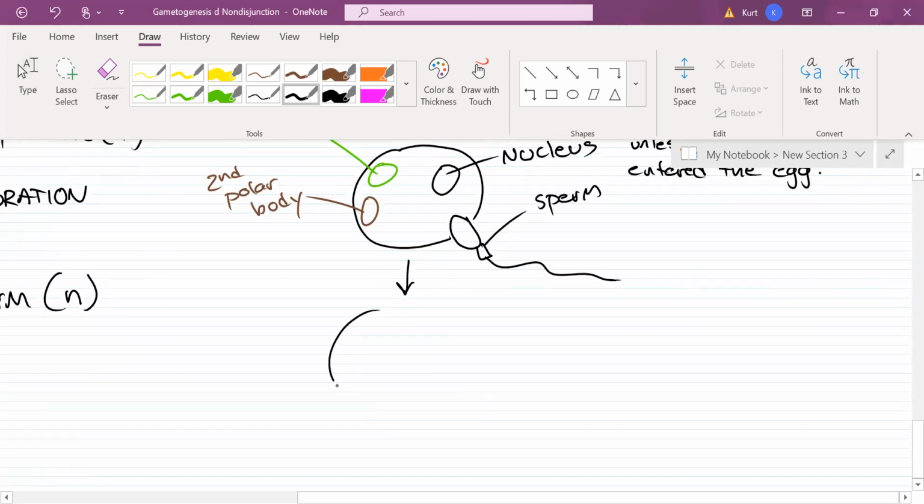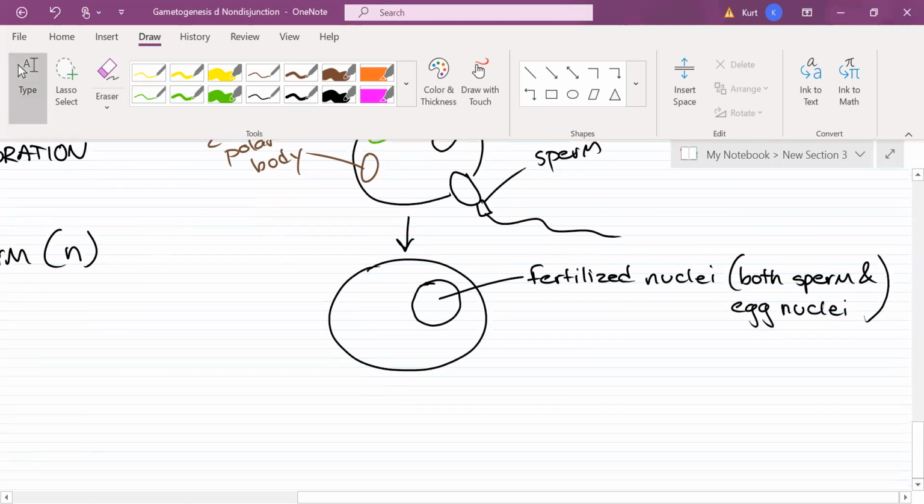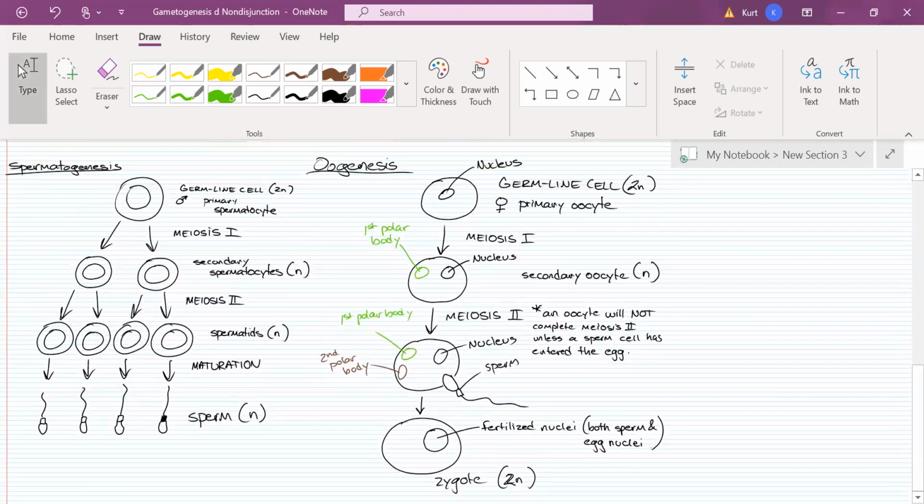Next, guys, we're going to say that we have fertilization. We have both sperm and egg nuclei. This is no longer an egg cell. What is it? It's a zygote. And this is going to be diploid, 2N. So you can see how meiosis is different in females than it is in males.